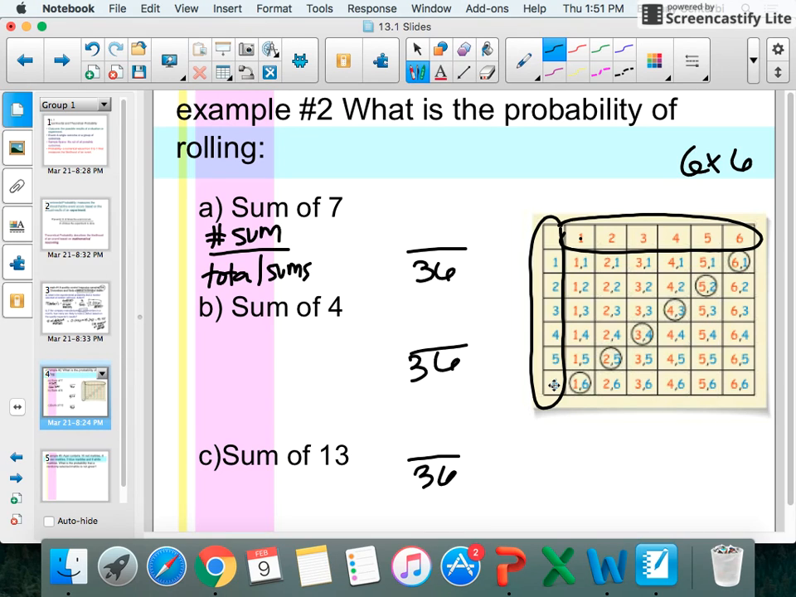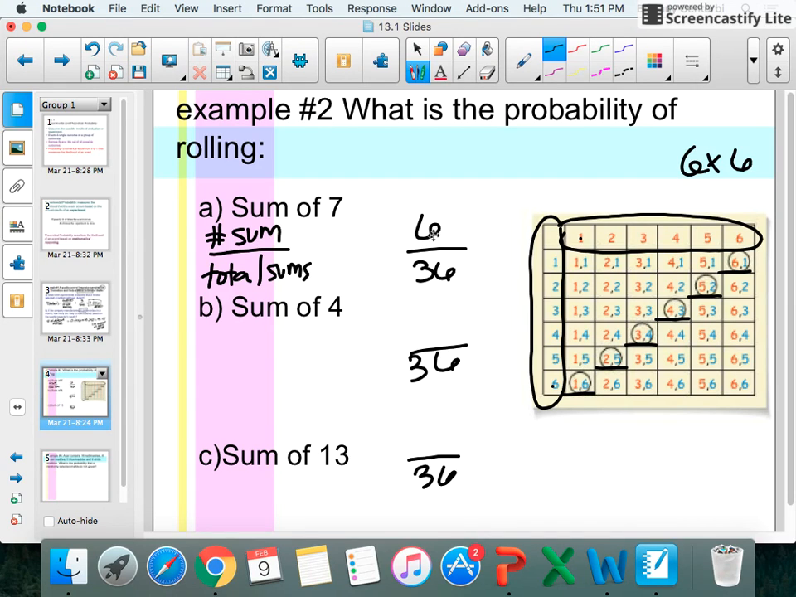Same thing, 2 and 5, 3 and 4. It also works the other way because you could have it 2 ways. The first dice could be a 1 and the second dice could be a 6, or your first dice could be a 6 and your second dice could be a 1. So there's 2 different ways that could happen. That's why they're there twice. So if we count the total, we've got 1, 2, 3, 4, 5, 6 different options where we can roll a 7.